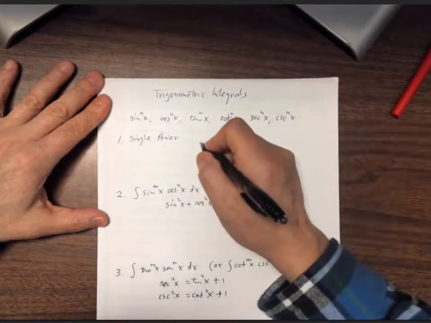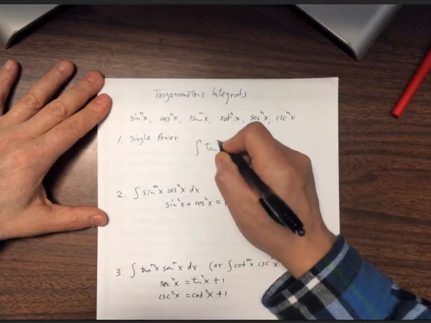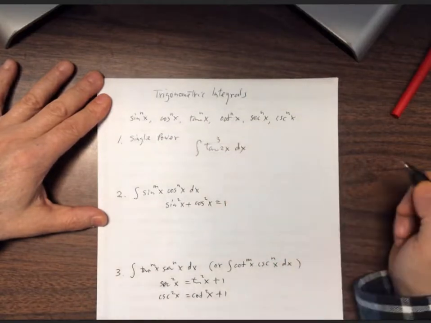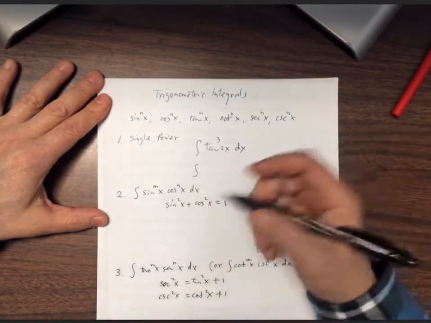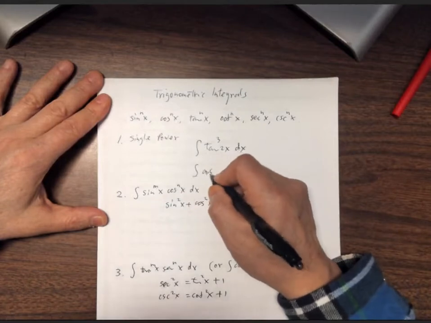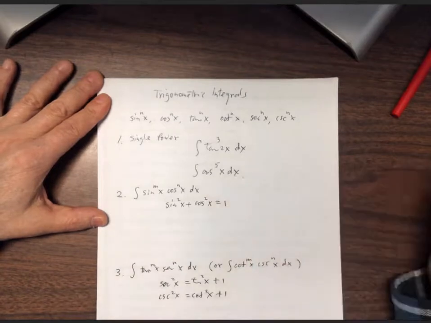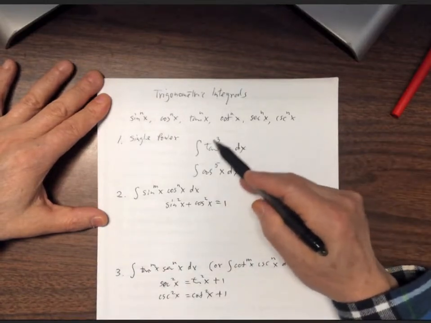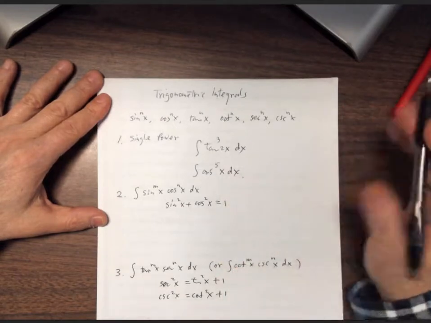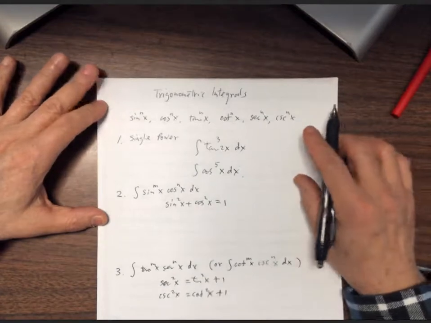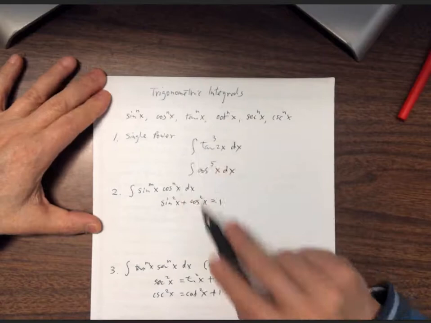For example, integral of tangent 2x to the 3rd power, or integral of cosine 5th power, such as a single power of tangent, power of sine, power of cosine alone. We'll discuss what to do for this kind of integral.